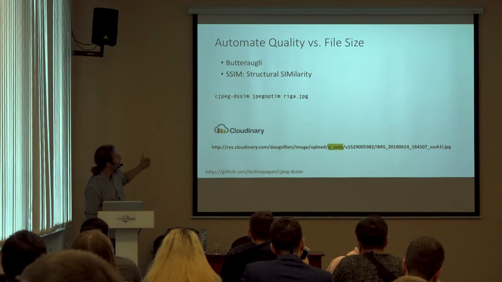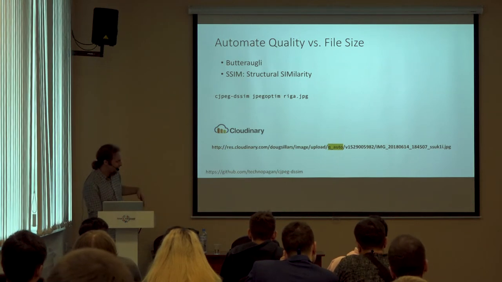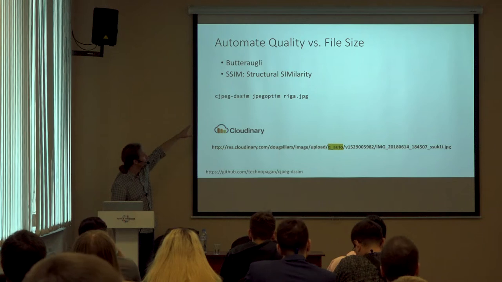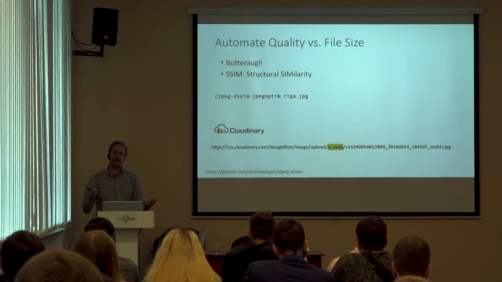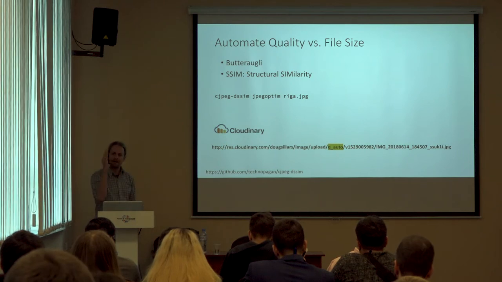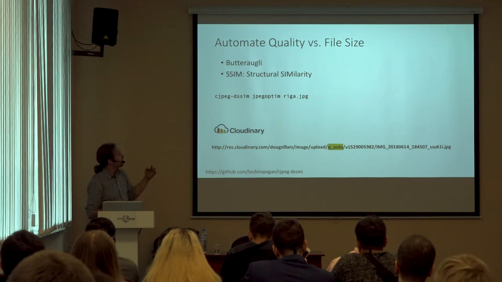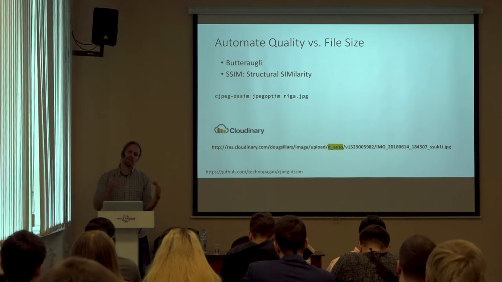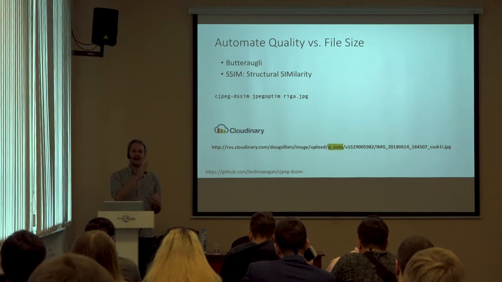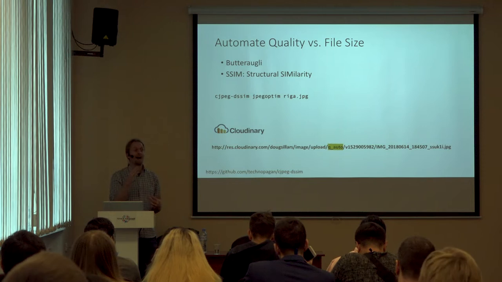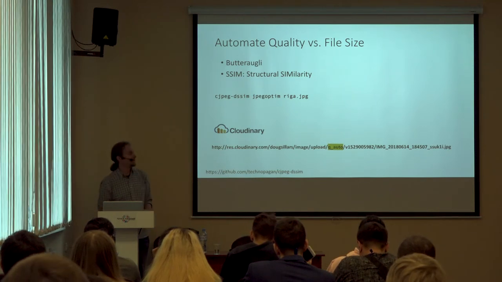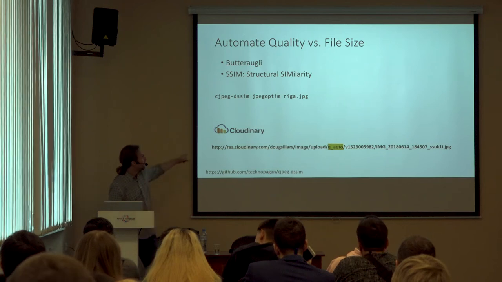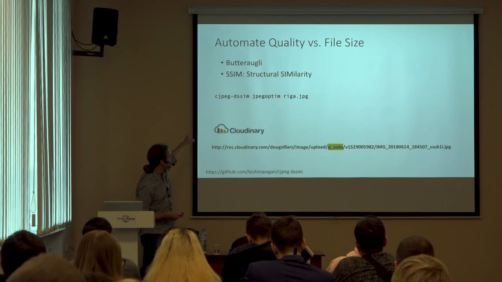Structural similarity is another tool that's out there. And I use two tools here. One is called CJPEG DSSIM. It's an open source tool. It finds that sweet spot right in the middle. What structural similarity does is it goes to the limit of the eye. So it lowers the quality until the human eye can see a difference. And so it takes it lower than 85 generally and saves you more data. So CJPEG DSSIM is a tool.